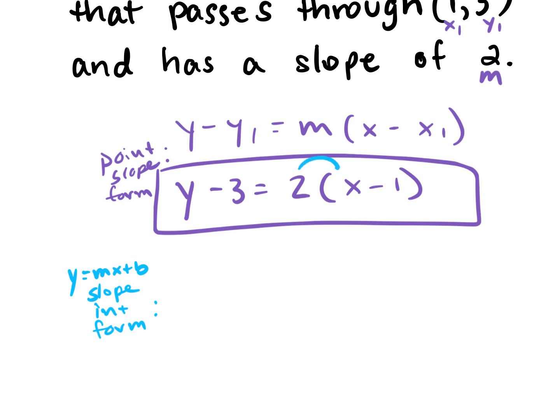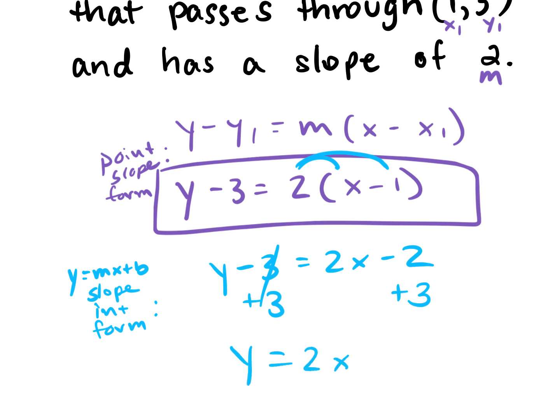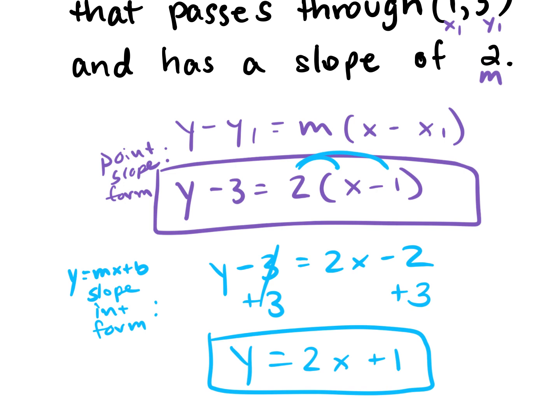So let's distribute the 2. So we have y minus 3 is equal to 2x minus 2. And then again, we want to get that y all by itself. So I'm going to add 3 to move it to the other side. So y equals 2x plus 1. So we move it to the other side and combine it with its like term. So it gets added to the number there. So this would be slope-intercept form.